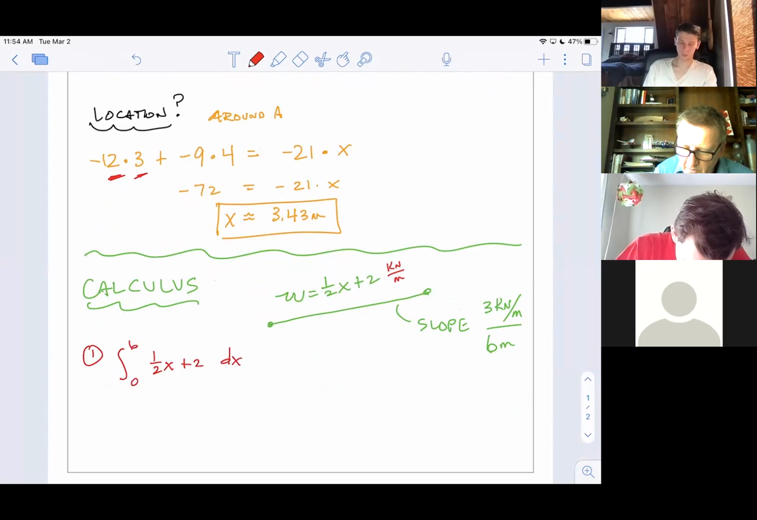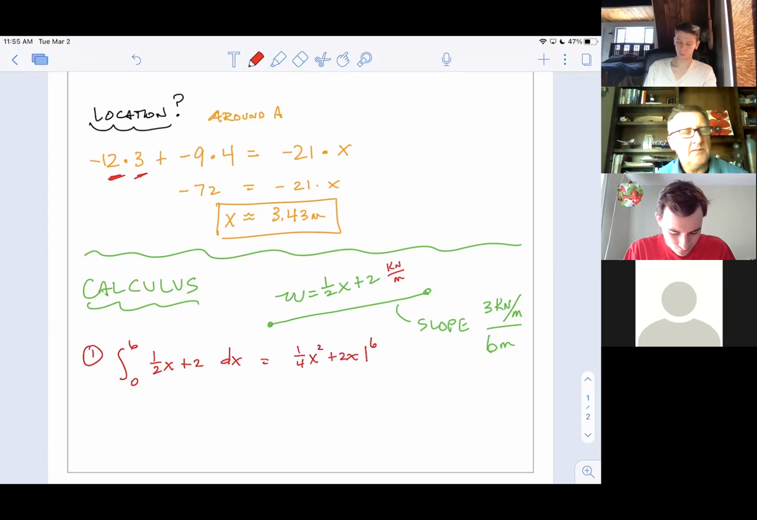Let's see. The integral of 1/2 x would be x squared divided by 2, so that'd be 1/4 x squared. And the integral of 2 would be 2x. Then I'm going to evaluate that at 6 and evaluate that at 0. If I do that, I get 21. What was 21 a second ago? And why did that produce that?